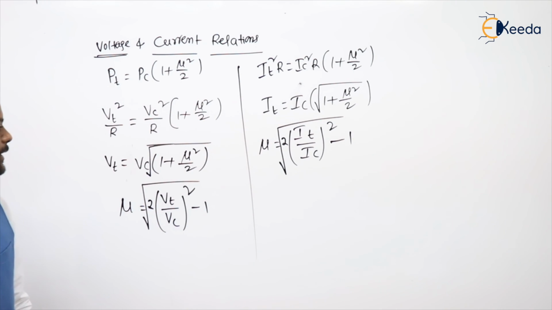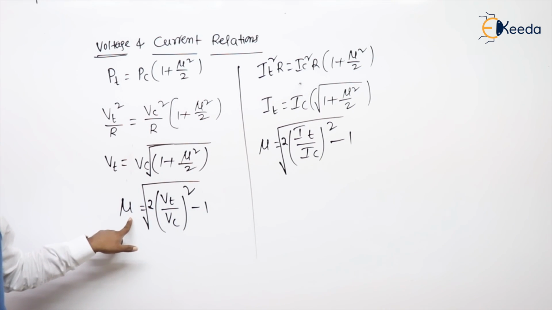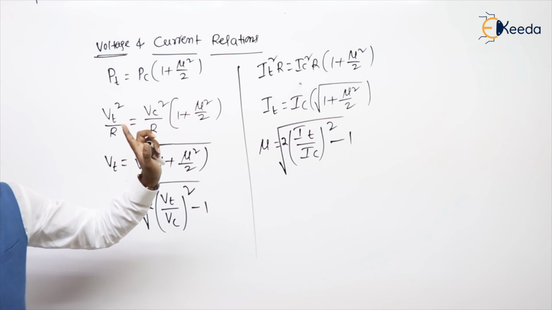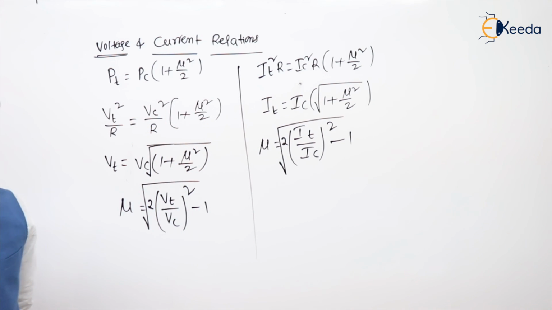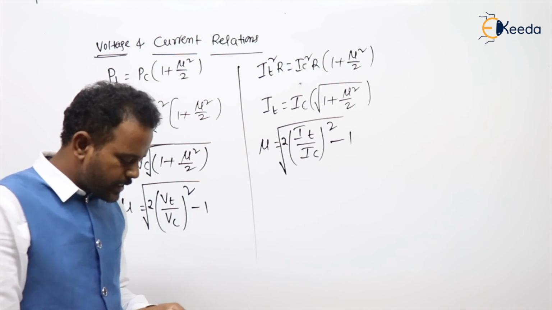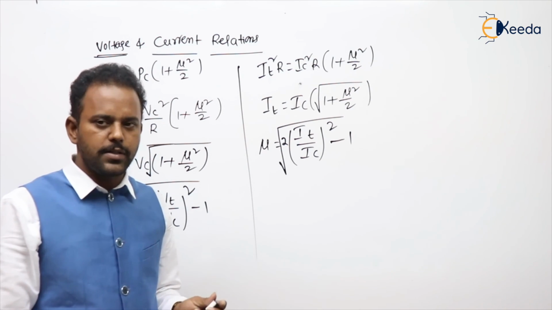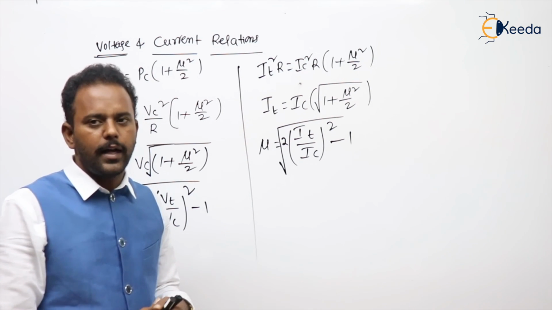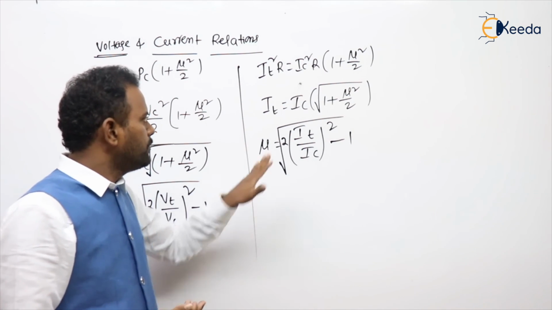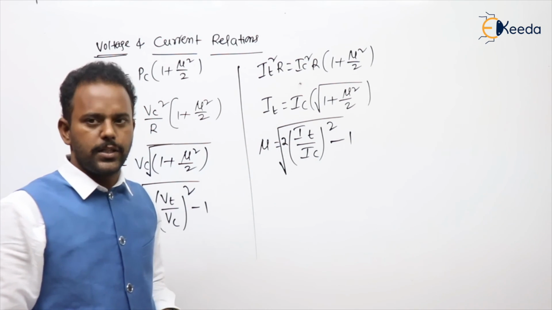Getting my point? This is the relation in voltage, and this is in the current. Current relations are important. Questions are asked regularly in GATE and engineering services examinations from the calculations using these voltage and current relations. Clear?